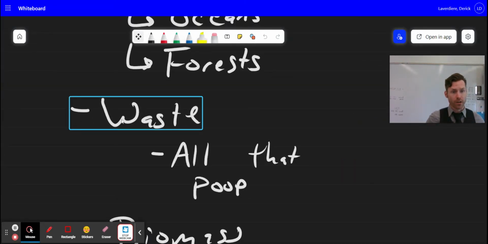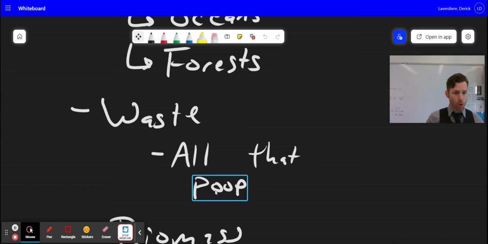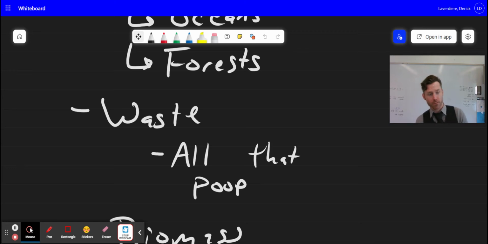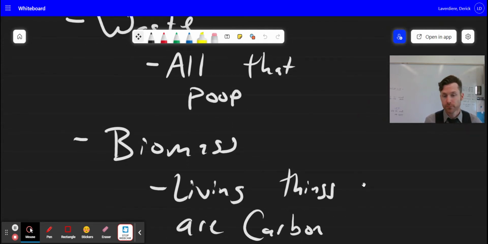Carbon also shows up in a lot of waste, right? So if you think of all the organisms that are pooping all over the world right now, there's a ton of poop out there, just covering the planet. All that feces is made out of a ton of carbon, right? So that poop holds a lot of the carbon in the world.